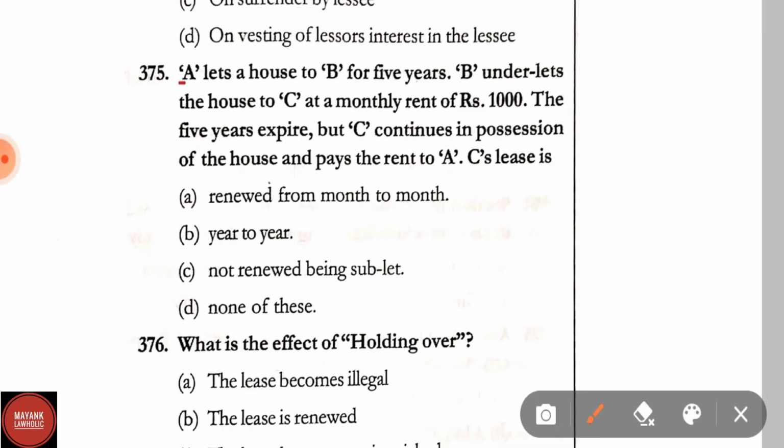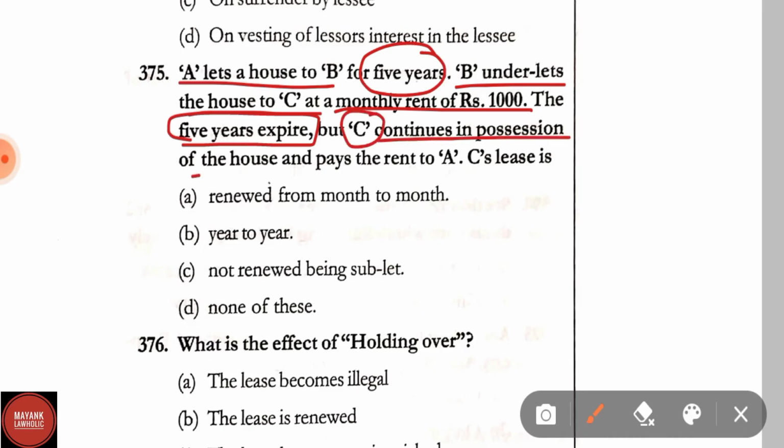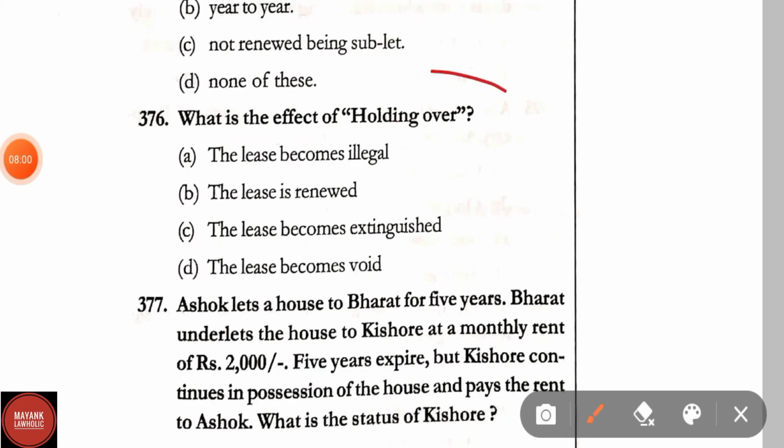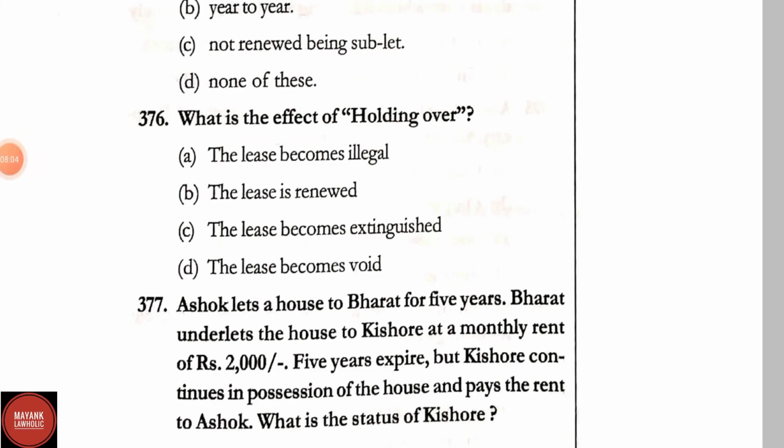Question number 375. A lets a house to B for 5 years. B underlets the house to C at a monthly rent of ₹1000. The 5 years expire, but C continues in the possession of the house and pays the rent to A. C's lease is renewed from month to month. Option A is the correct answer. Question number 376. What is the effect of holding over? The lease is renewed. Option B.